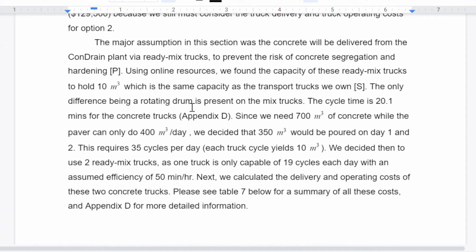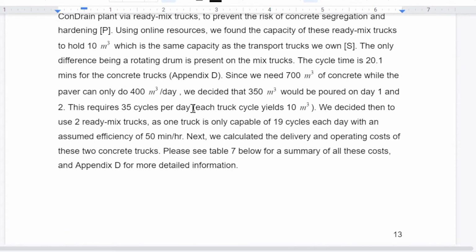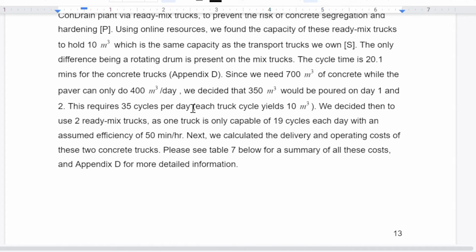And so what we're going to do is pour 350 meter cubed on day 1 and 350 meter cubed on day 2. Basically split it up between 2 days. So we need 35 cycles per day total, but there's 2 trucks. So each truck's going to do about, let's say, 18 cycles a day.